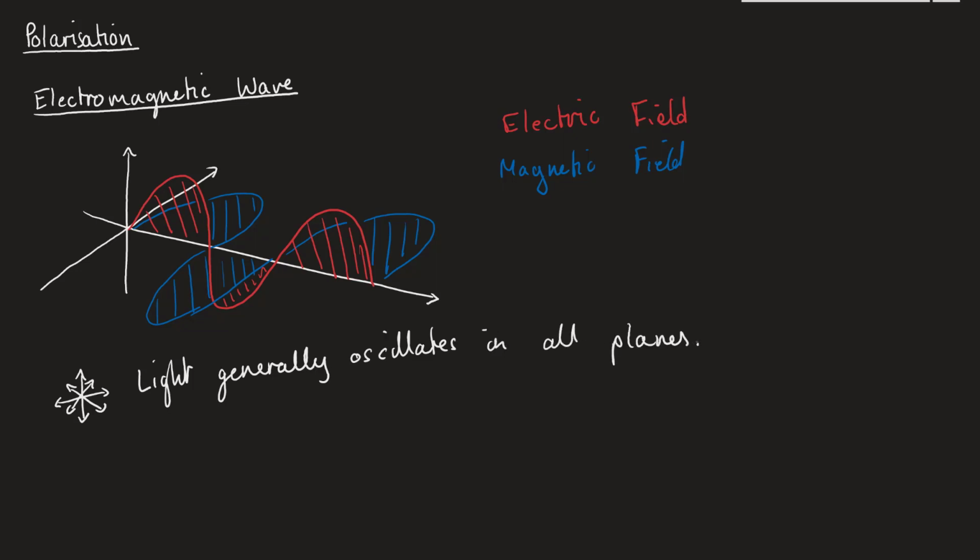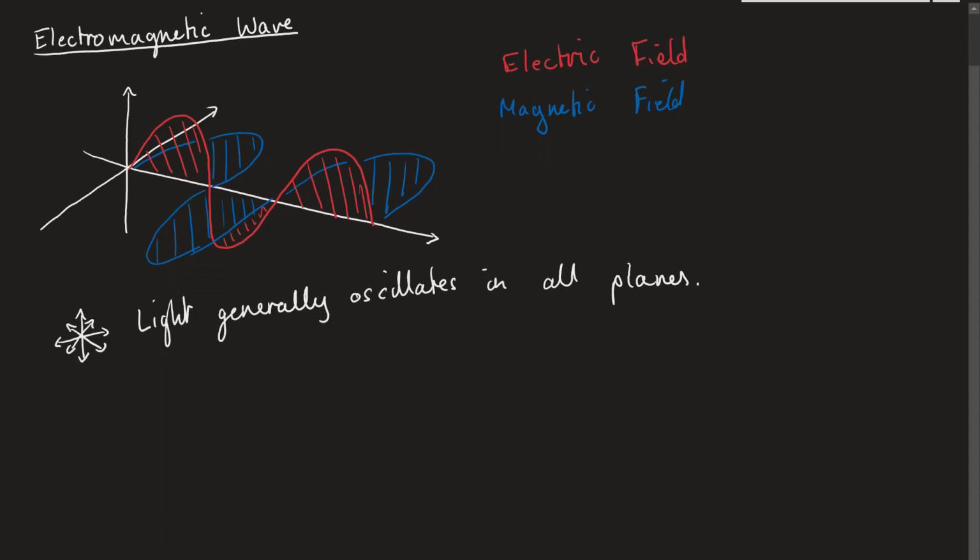Okay, even the diagonals. So we have kind of this 360 rotation that we could have light rays in. The idea of polarization is we want to limit the amount of planes that this light can oscillate in to just one plane. Okay, so the way we do that is by using that device called a polarizing filter.